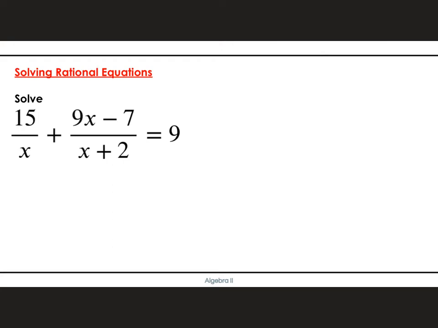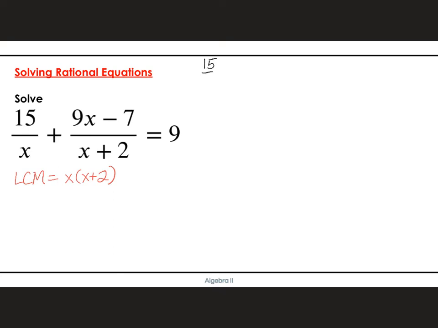So here we have 15 over x plus 9x minus 7 over x plus 2 is equal to 9. It looks a little bit different because our solution is 9, so it's not a fraction, but we're still going to follow the same steps. So the first thing we need to do is figure out what the LCM is. I have an x and an x plus 2, so my LCM is going to be x times x plus 2. So I'm going to take that x times x plus 2 and multiply by everything.